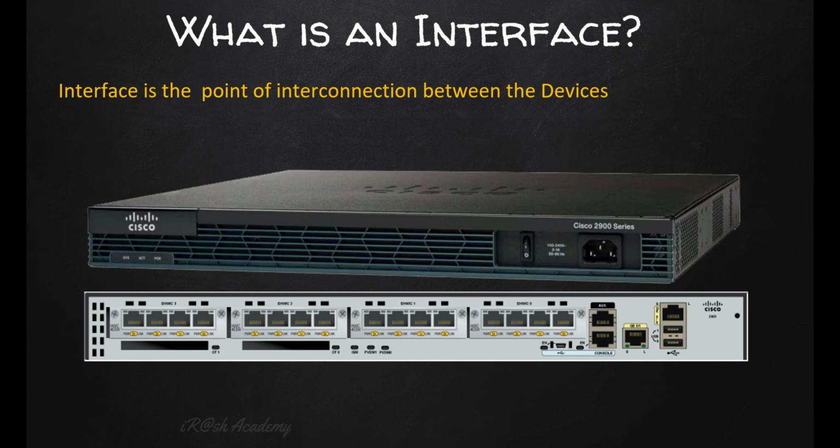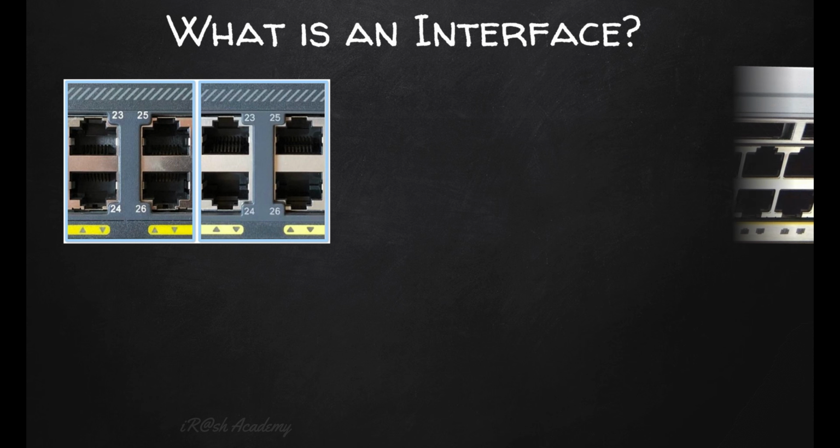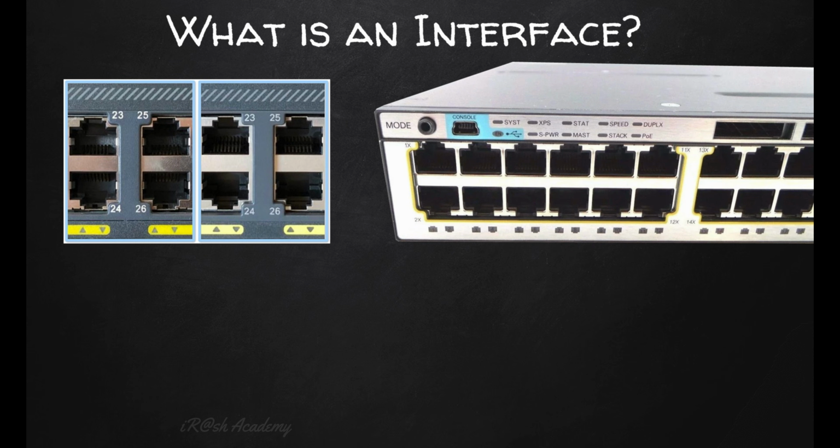So this is the backside view of the 2900 series router. You can see multiple network ports are available. So these interfaces are used to create the network connection between this device and other devices. Now we know the concept of the interface. Now let's have a look at the interfaces of the Cisco devices.